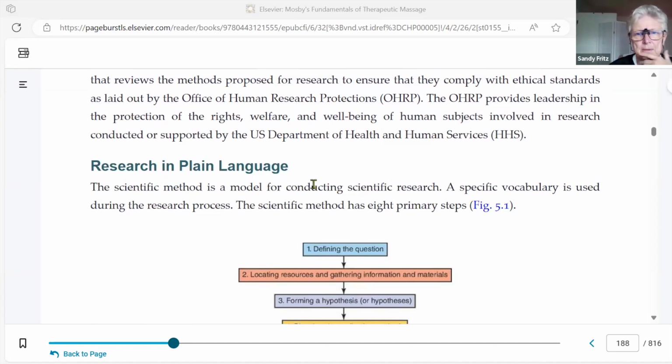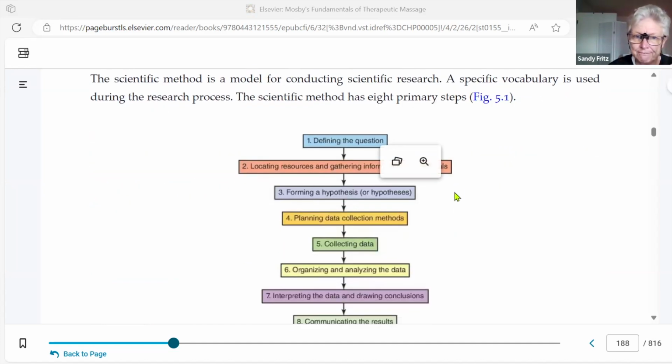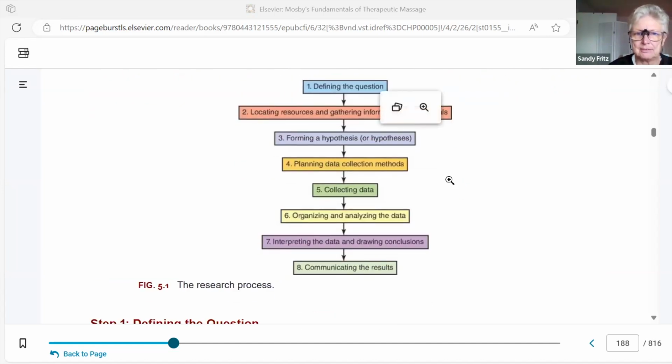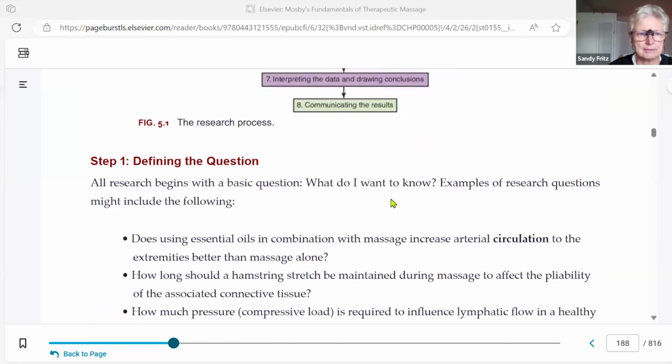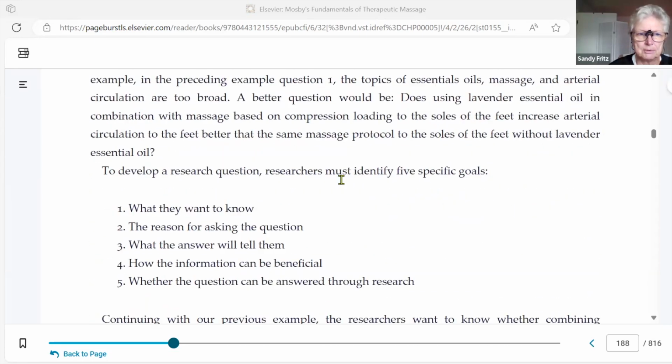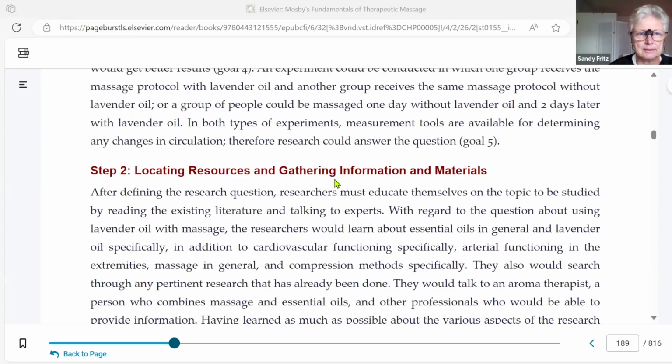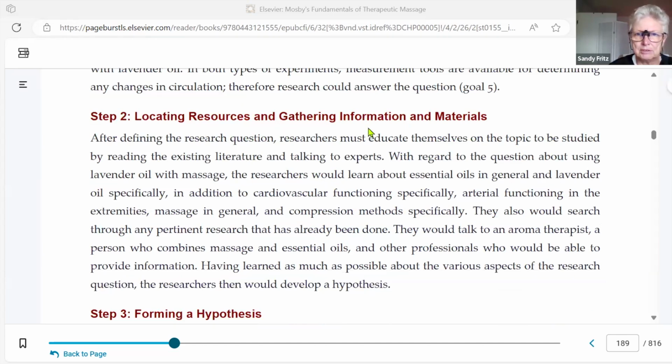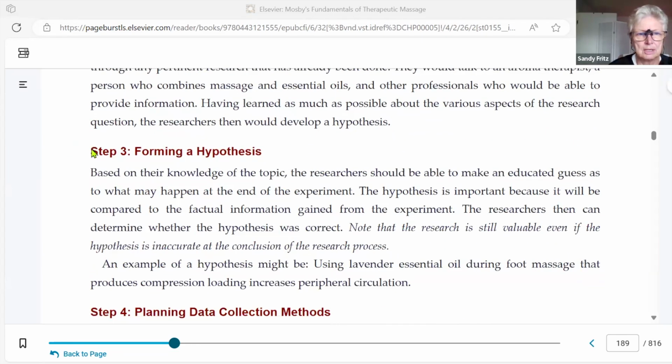So here's research in plain language, which falls into, as I have described before, our critical thinking process and into how we actually can formulate how we're going to do our documentation process with clients. So define the question, and then here are the examples that we're going through with this. Then you have to locate resources, and then you form your hypothesis. This is what you think is going to happen. This is your educated guess.